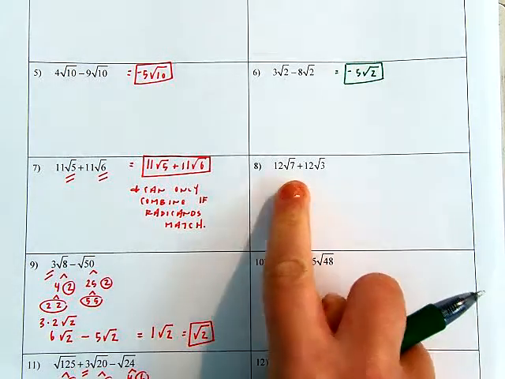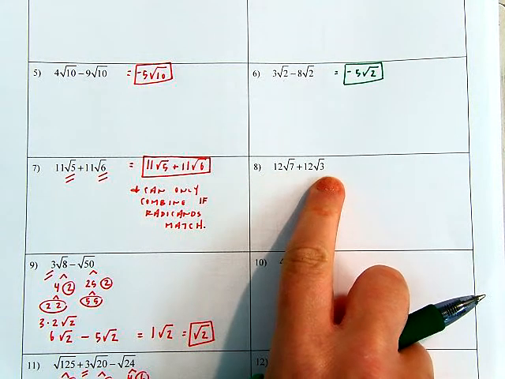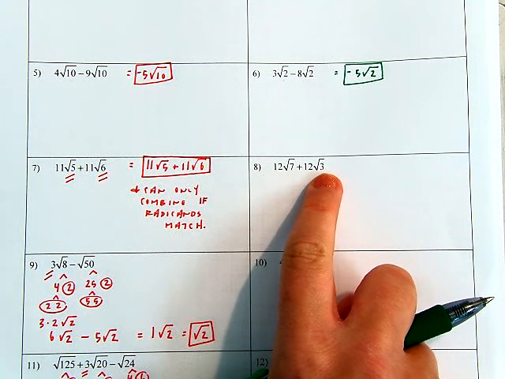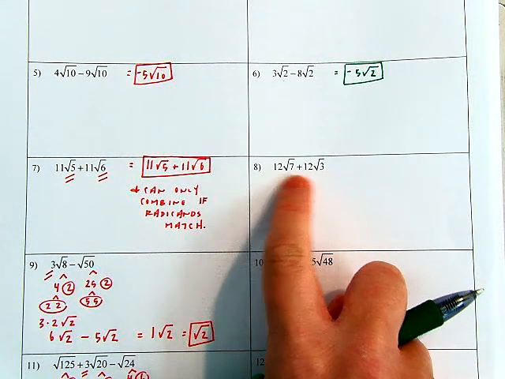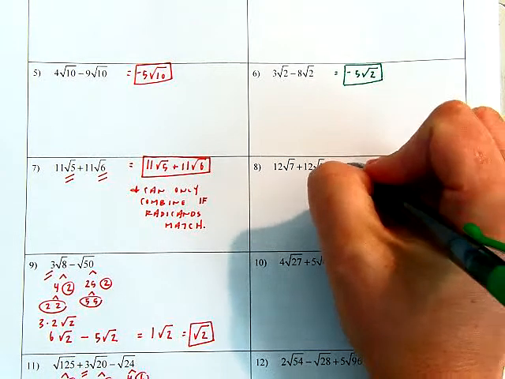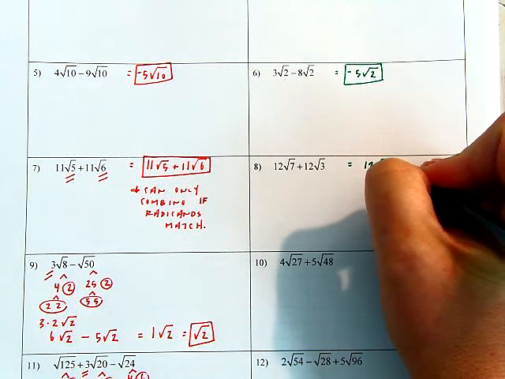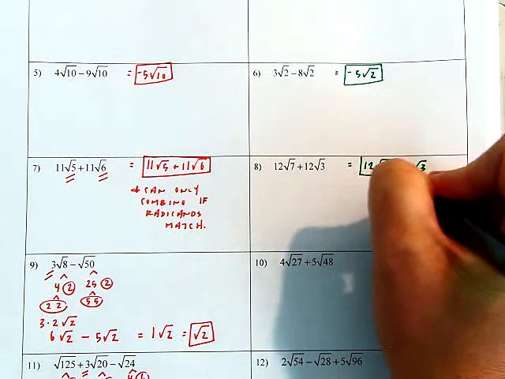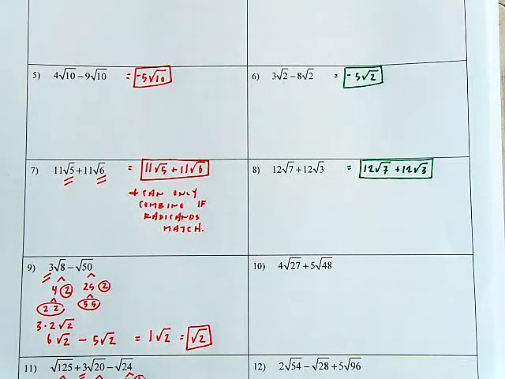Okay, here looking at 8, I have 12 square root 7 plus 12 square root 3. So the 7 and the 3, those radicands, they don't match. There's nothing I can do to simplify individual terms. They're already simplified, so this is really my final answer. There's nothing else I can do. So I have 12 square root 7 plus 12 square root 3. Again, I can only combine if I have radicands that match.